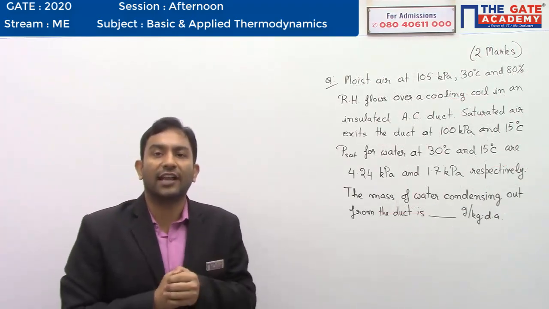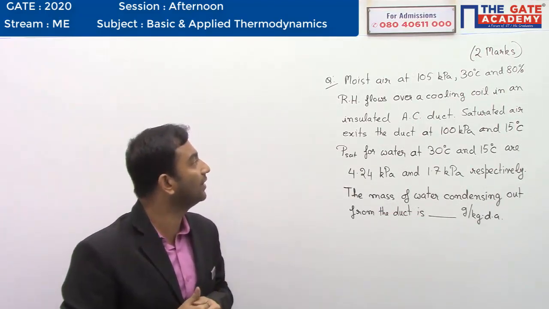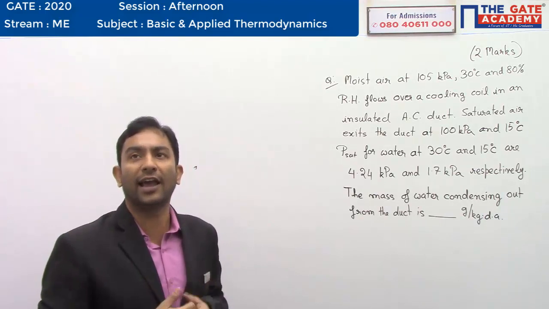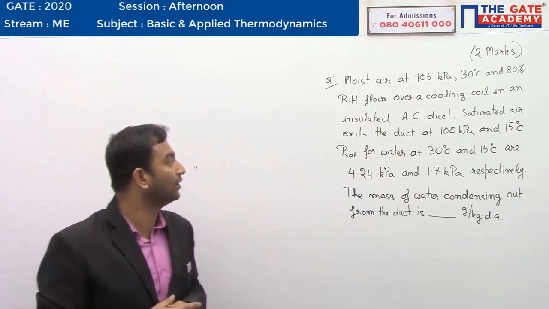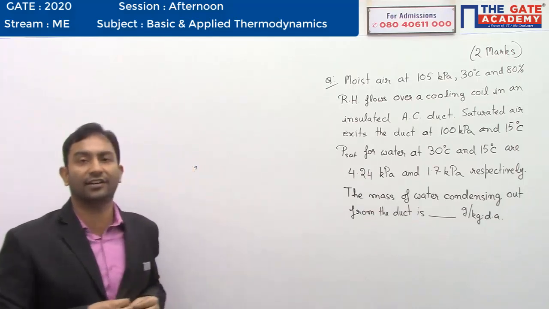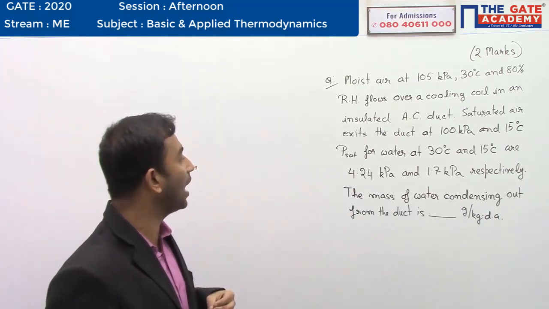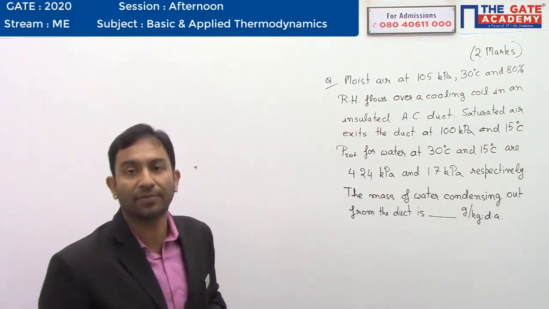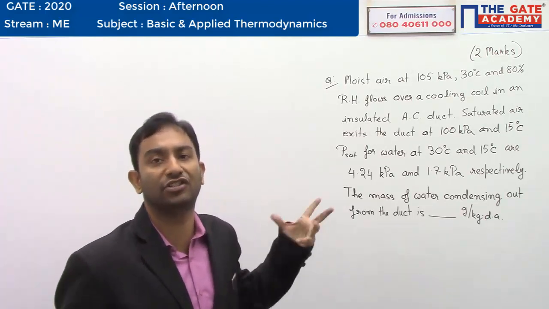Okay, students. So here is the next question. Moist air at 105 kilopascal, 30 degrees centigrade and 80% relative humidity flows over a cooling coil in an insulated AC duct. Very good. Saturated air exits from the duct at 100 kilopascal and 15 degrees centigrade. The saturation pressures for water at 30 degrees centigrade and 15 degrees centigrade are 4.24 kilopascal and 1.7 kilopascal respectively. The mass of water condensing out from the duct is dash gram per kg of dry air.